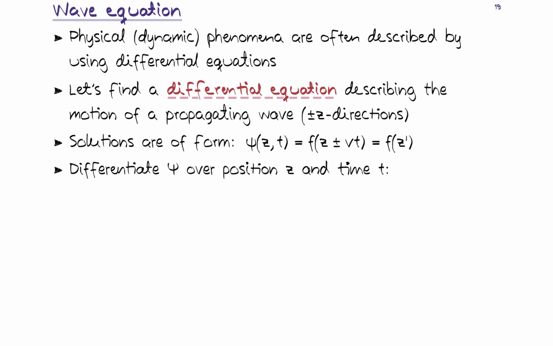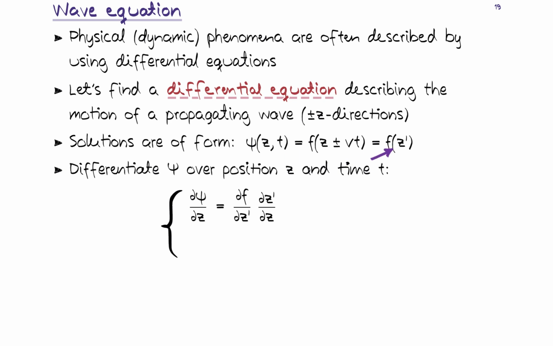And then hopefully at the end of the day we can have a wave equation at our disposal. So what we have is that we can calculate the partial derivative of our wave with respect to the coordinate z. Because we have the functional form, we can just calculate the partial derivative of the function f with respect to the new variable z prime. And then, of course, we need to calculate the partial derivative of z prime with respect to z.